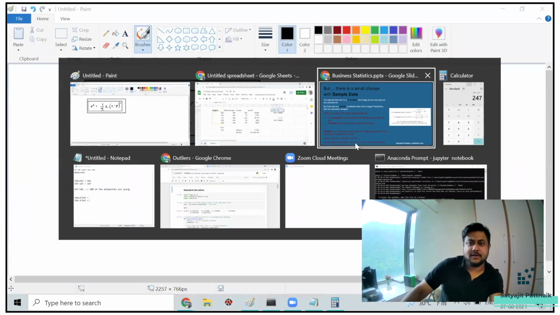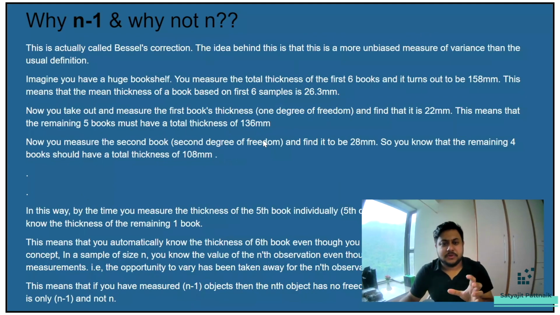Now there is a theory behind it. One simple theory, and I'm not sure if you will be able to understand it, because it's a little bit difficult concept. I recommend you go through multiple blogs to understand it. This is one of the explanations from Quora on why n minus 1 and why not n. This is actually Bessel's correction. The idea behind it is a more unbiased measure of variance than the usual definition.